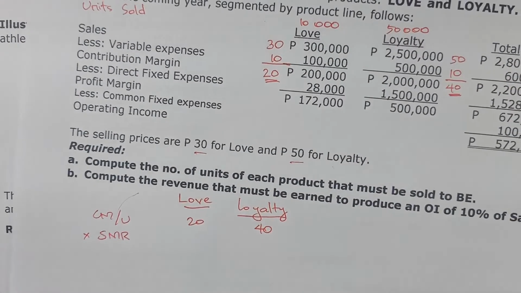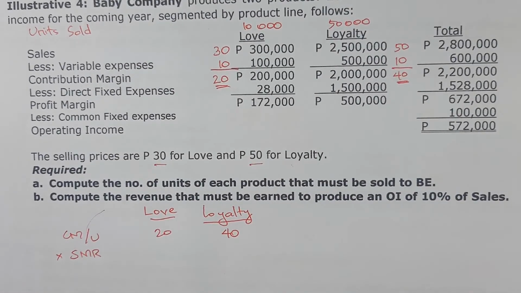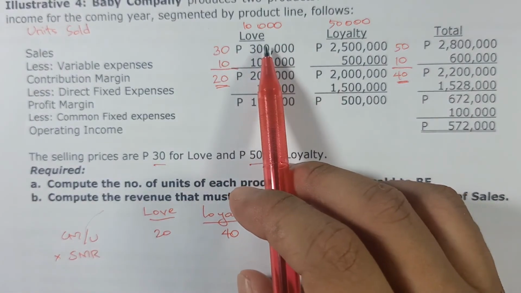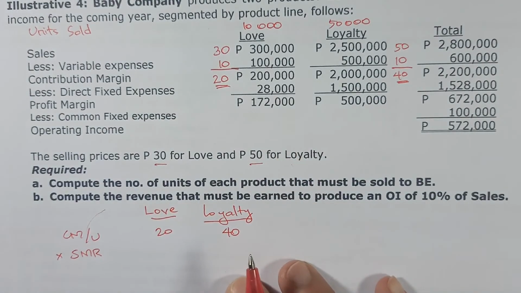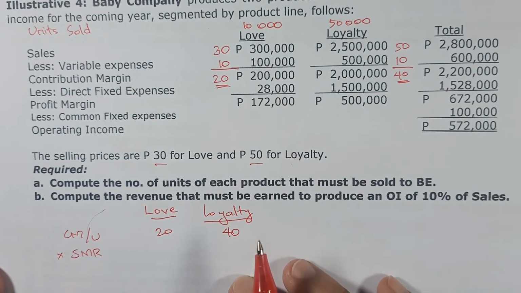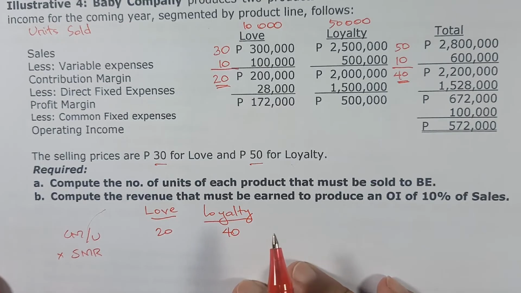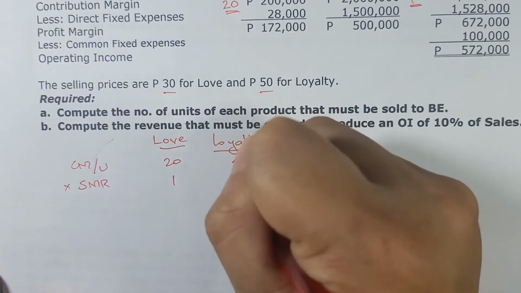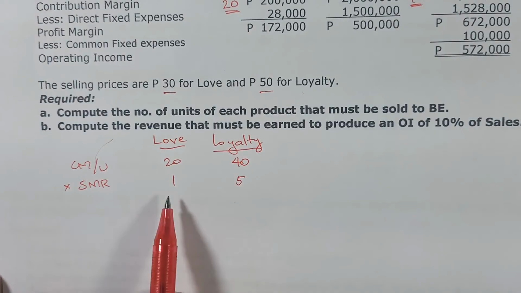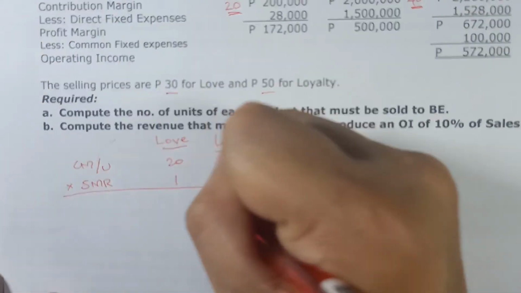Here, 10,000 ang sales natin kay Love, 50,000 for loyalty. Sir, anong ibig sabihin niyan? Ibig sabihin, sa kada isang Love na nabebenta natin, nakakapagbenta tayo ng 5 loyalty. So, 1:5 ang sales mix ratio natin. So, kung ang sales mix ratio is 1:5, lalagay natin dyan 1 and 5.